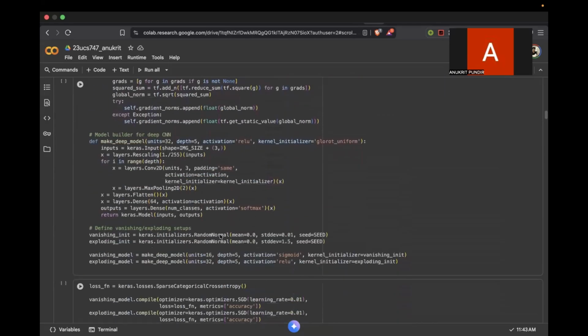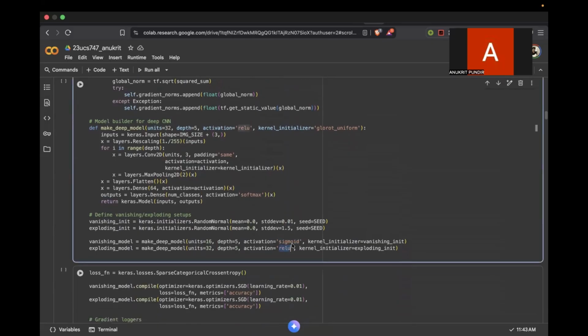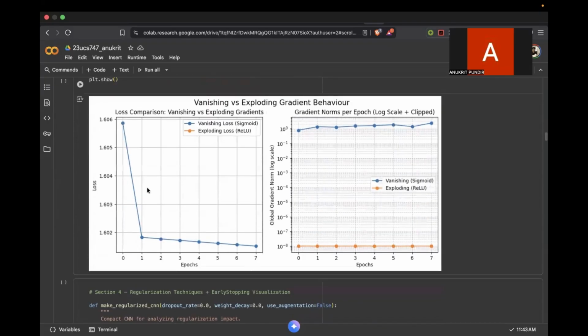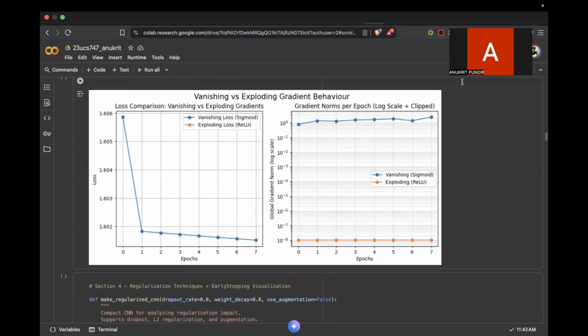Now I've used vanishing and exploding gradient. So I basically used two models. One is for vanishing and one is for exploding. The activations for both were the sigmoid function and the ReLU function. So as you can see in the graph of both, the exploding loss is not coming here, as it was clipped off. The gradient was so exploded that it clipped off from 1.6. So that's why it's not depicting here, but it's depicting here. I've used the clipped version here.